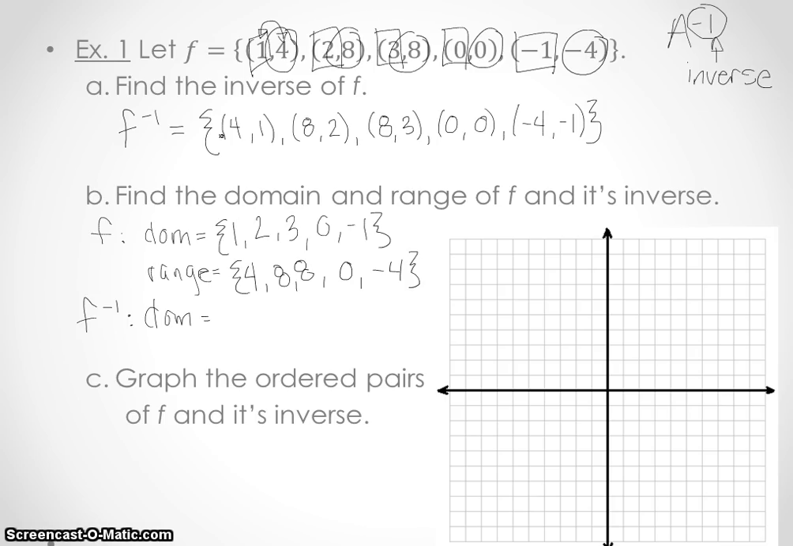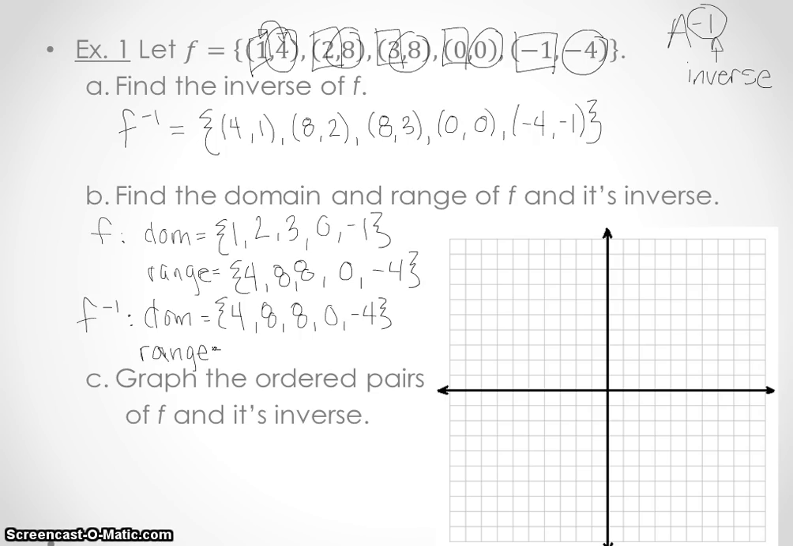We essentially just switched. And if I look at my inputs up here, I have 4, 8, 8, 0, negative 4, which is exactly what my range was for my original function. So I'm just going to list that out now as my domain. So 4, 8, 8, 0, negative 4 is now my domain of my inverse, because we're just doing the opposite. That's what an inverse is.